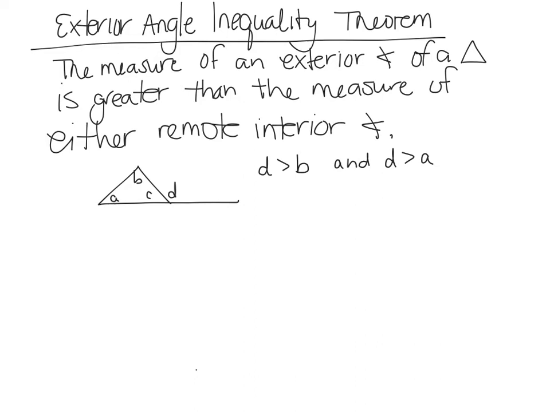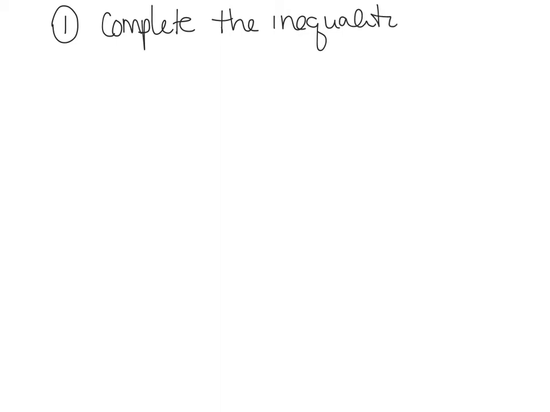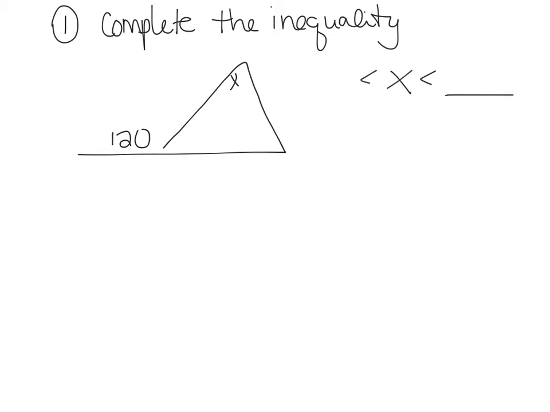Okay, so now we're going to try some examples of the exterior angle inequality theorem. Number 1. Directions are to complete the inequality. Give you a picture with an exterior angle of 120 and a remote interior angle of x, and then I'm going to give you an inequality to fill in. This is called a compound inequality. You hopefully learned this in Algebra 1. X must be greater than a number and less than a number.